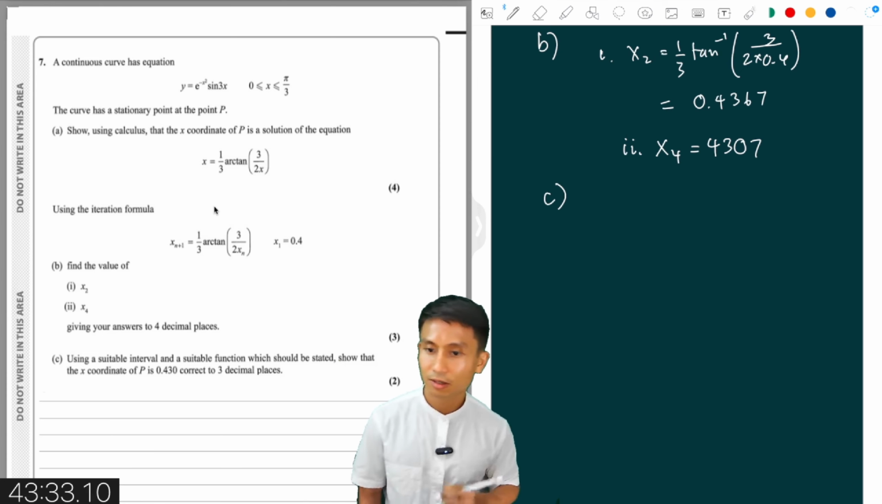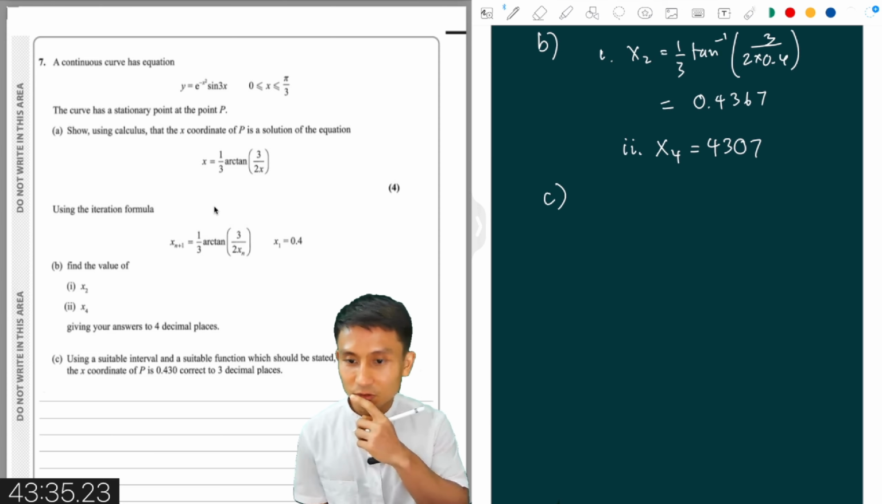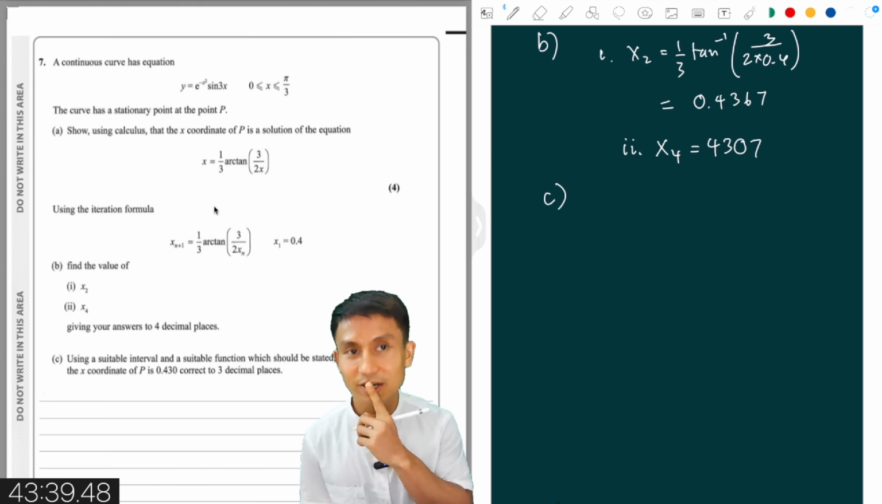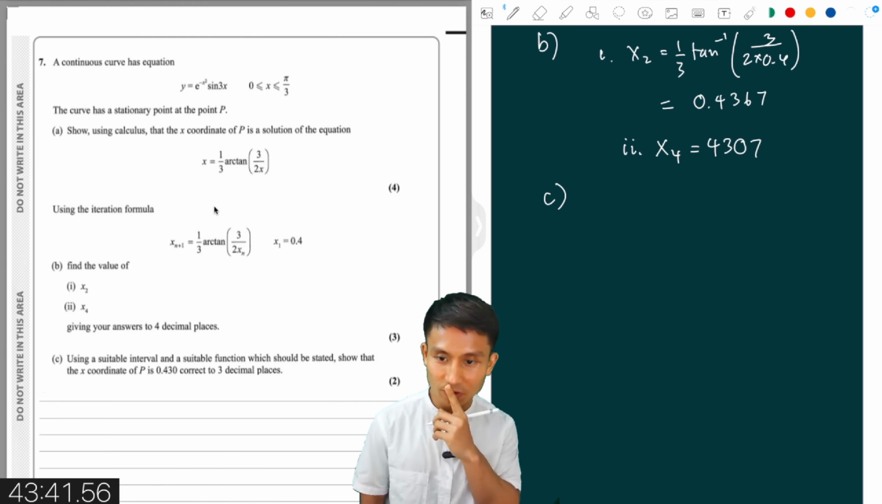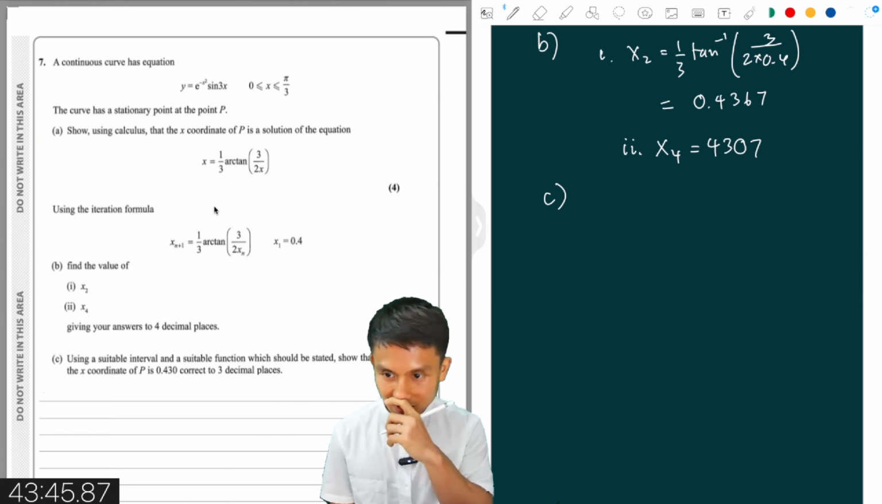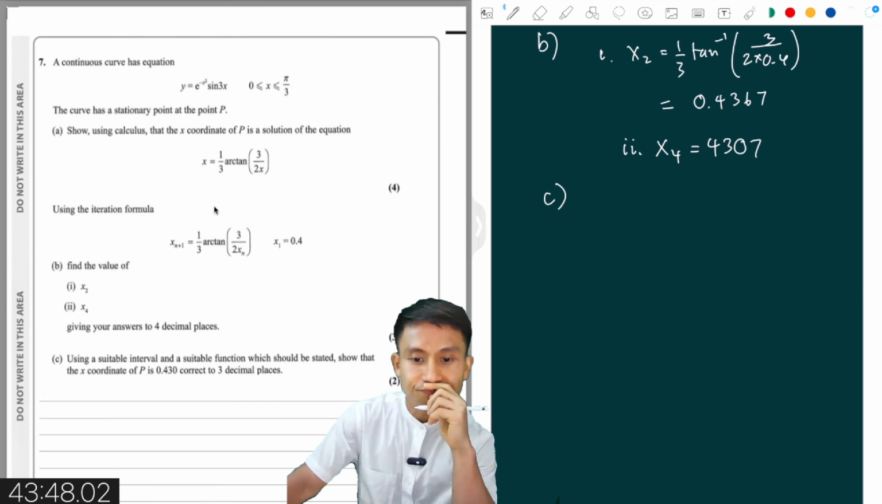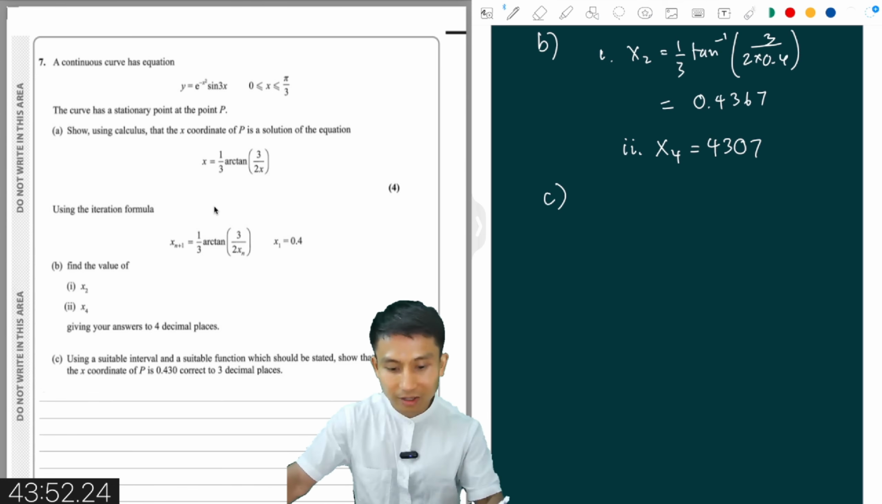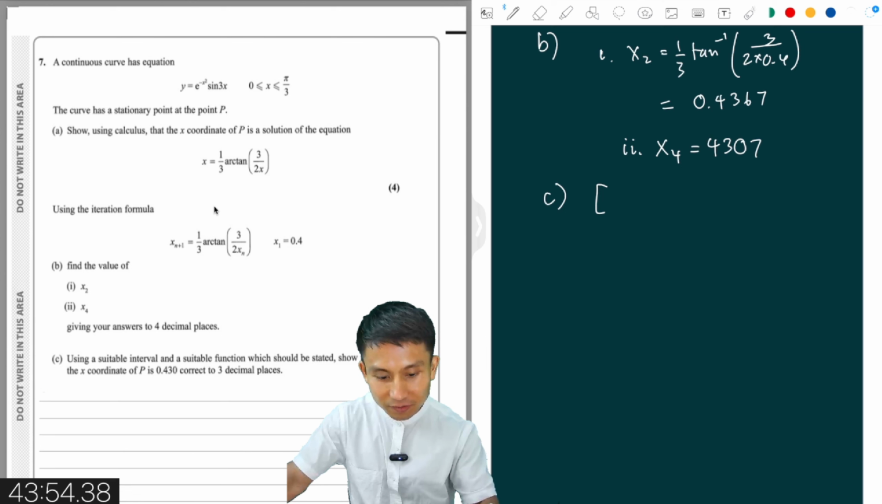C. Using a suitable interval and suitable function which should be stated, show that the x-coordinate of P is 0.430, correct to 3 decimal places. Okay. Okay. Let's try this interval.